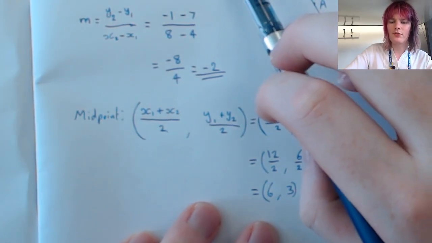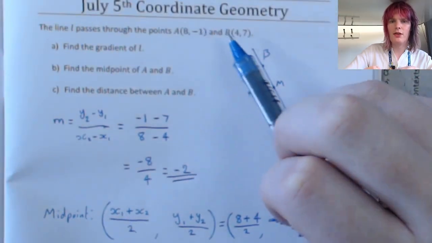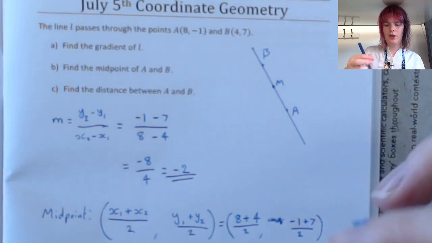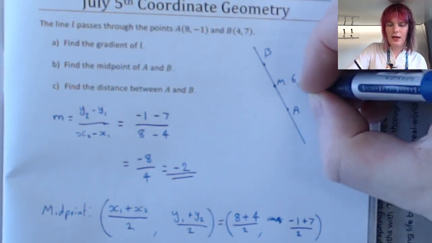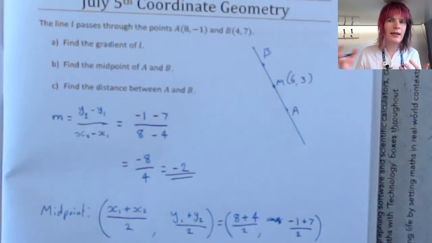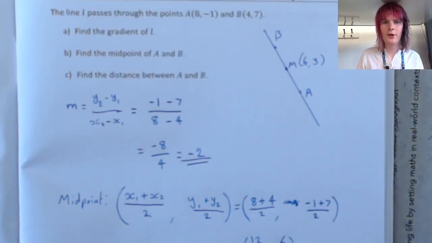So it's our difference between these two divided by 2. So our midpoint is going to be 6 and 3. Again, adding things to our diagram as we go along can help in that problem solving process.